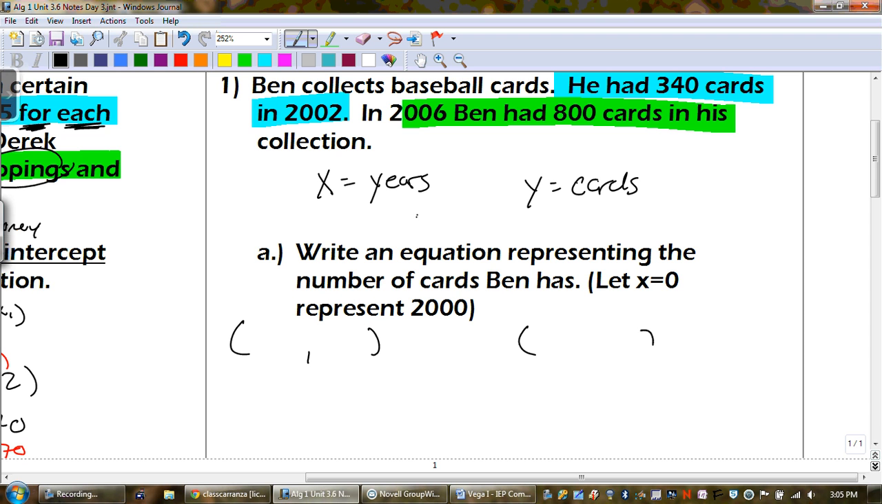Remember that each sentence is a point. Okay, and x equals 0 is 2000. So the only thing that we're caring about right now for the years is that last number. Let's do this. Our first point, 340, and then the years would be 2. And then for the y, our years is 6 and 800.